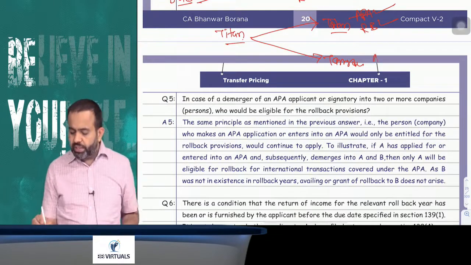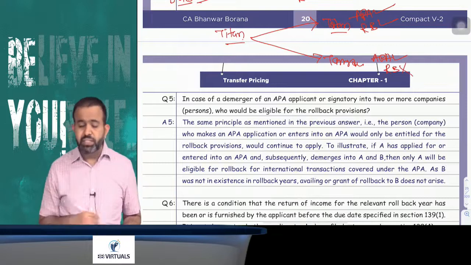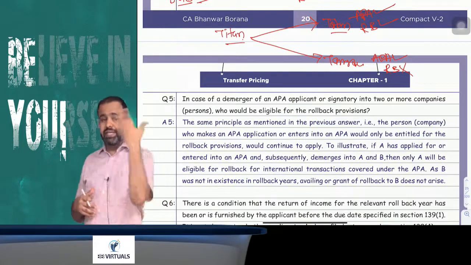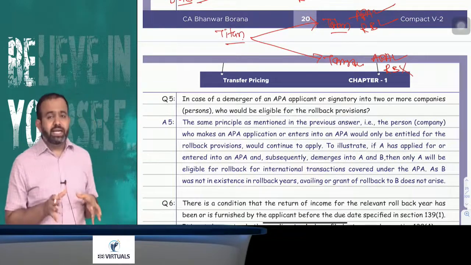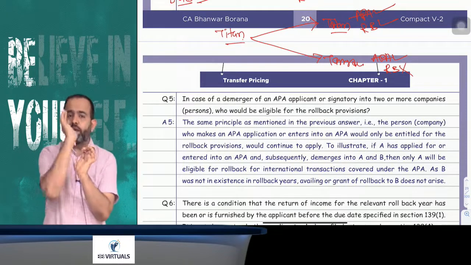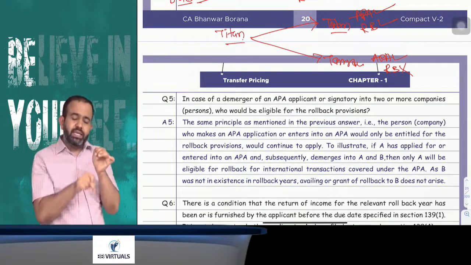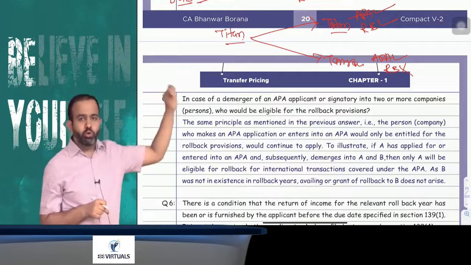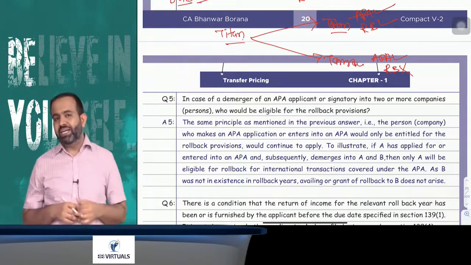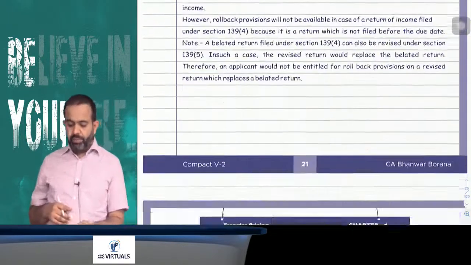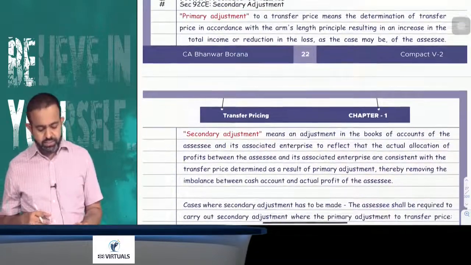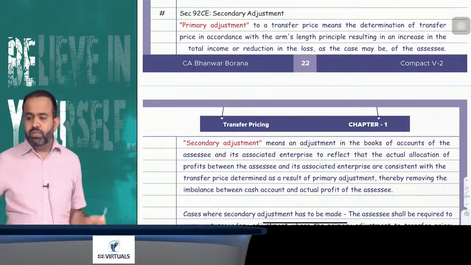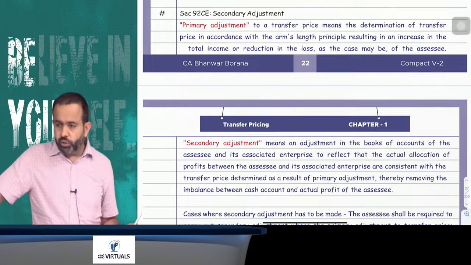Now Tanishq Limited applies for APPA. Answer is yes. But can they apply for rollback? Answer is no, because Tanishq Limited was not in existence. So in simple words I can say that if the assessee applied for APPA, and the same assessee was in existence in the rollback year, then only they can apply for rollback. Otherwise rollback provision is not applicable for that particular assessee. You got my point or not? Yes. So this is the completion of part rollback.